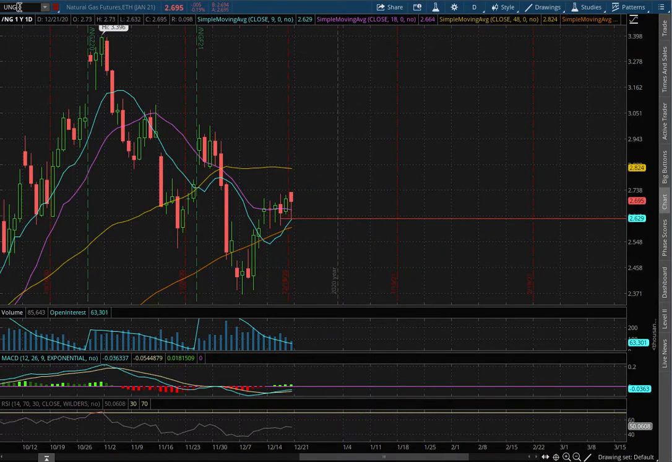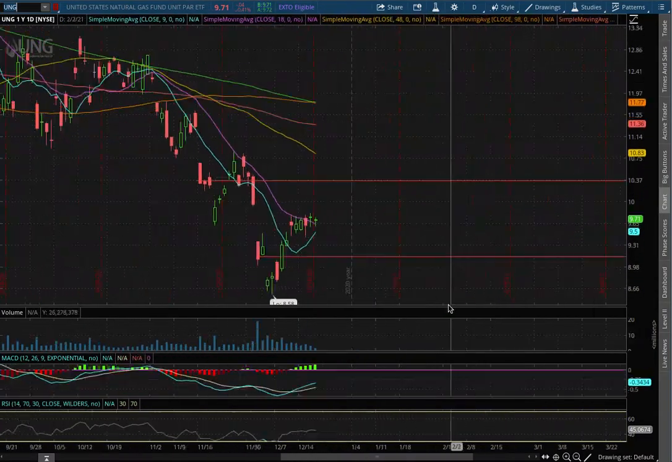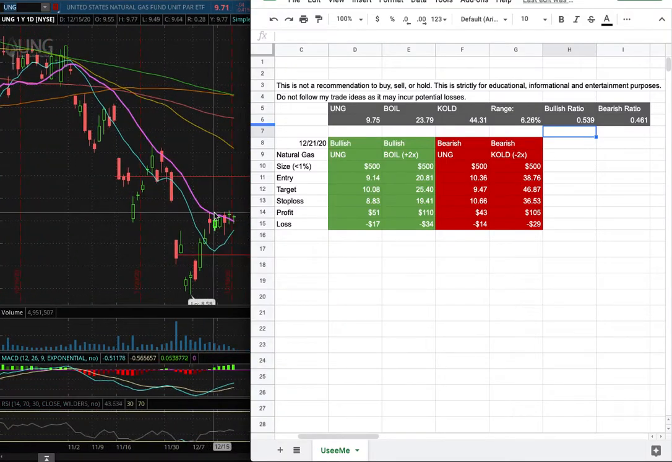As for the trade idea of the week, I'll be trading UNG, and my position size for it will be less than 1% of my portfolio, and my long entry for UNG is at $9.14, and that is this range here. My sell target is at $10.08, and my stop loss is at $8.83.